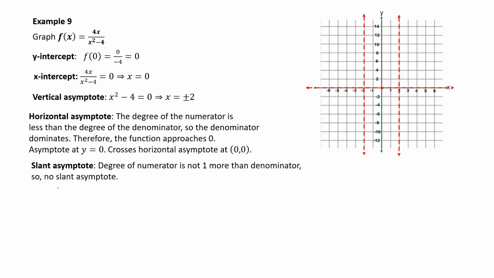So next, we are going to see if there's a slant asymptote. The degree of the numerator is not one more than the denominator, so there's not going to be a slant asymptote. Then if we look at symmetry, this function is an odd function since f of negative x is equal to negative f of x. So it is symmetric about the origin.